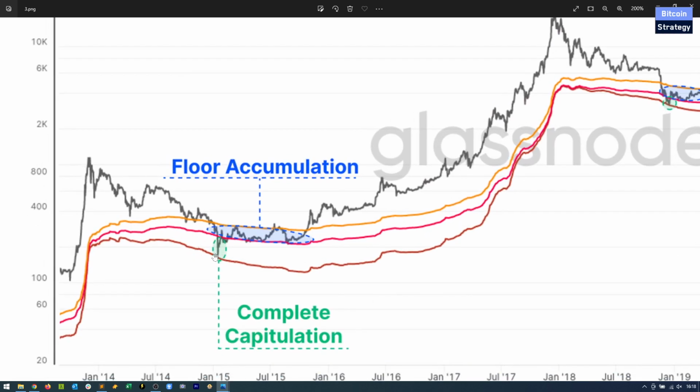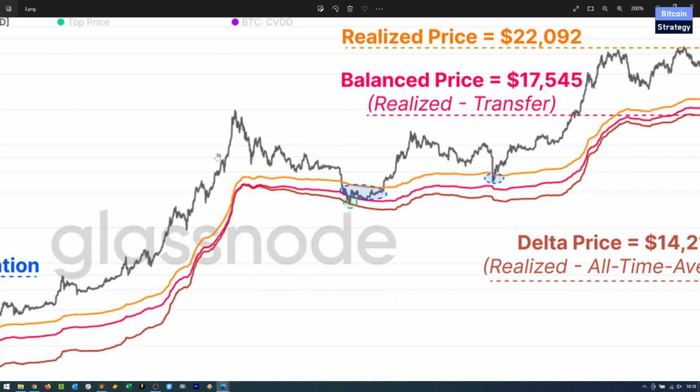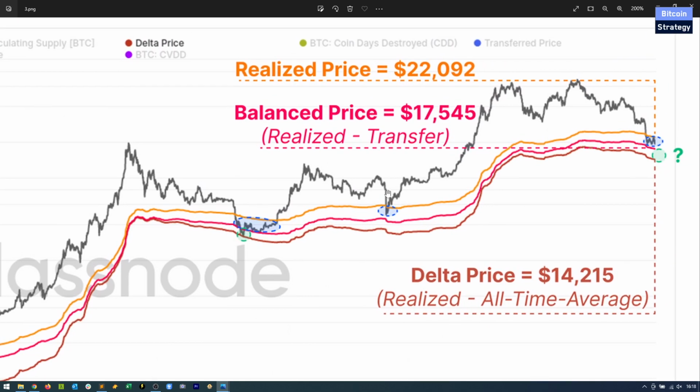After the Mt. Gox crash, we pretty much bottomed at that delta. When we further continue, the final capitulation of 2018 of that crypto winter was also at the delta price. For the Corona crash, we did not go down all the way to delta. Currently, the delta price is at 14K. So there is a possibility we fall that low.